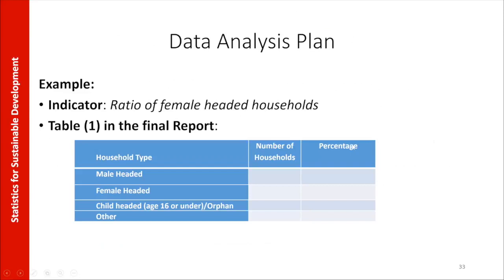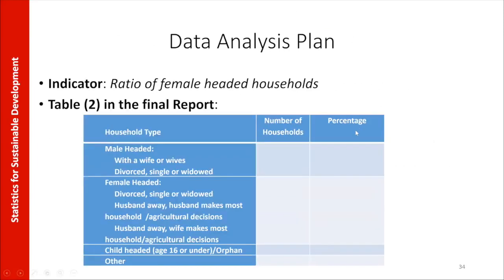So, example, ratio of female-headed households. And then on the final report, we may have a table similar to the one we have here. So we have 3 categories plus the others. So we have the male-headed households, the female-headed households, and the child-headed households. And then we have the number, and we can compute the percentages.